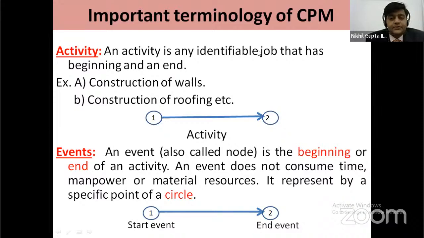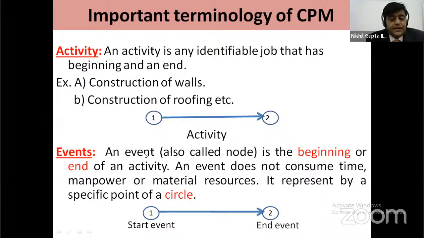Now, before starting how to design CPM, we should be aware of the important terminology of CPM. First, we should understand what an activity is. Basically, an activity is an identifiable job that has some beginning and end. For example, construction of walls, construction of roofing, reading of a book, production of any plant is also an activity. In a network, this is the sign used to define an activity.